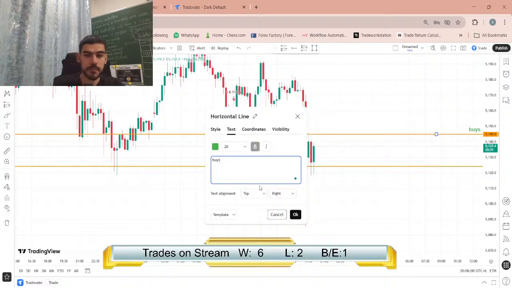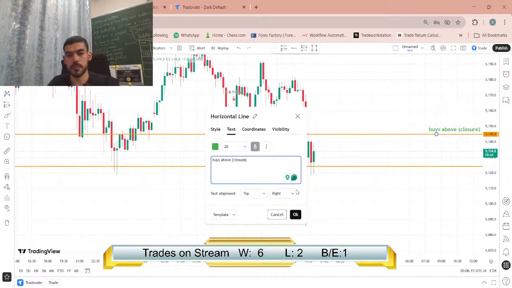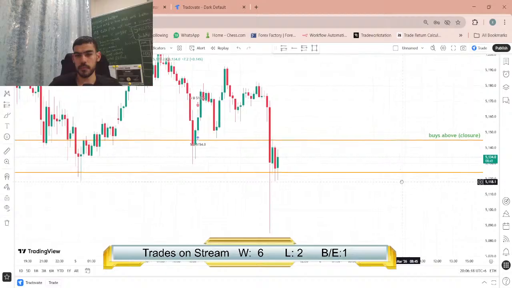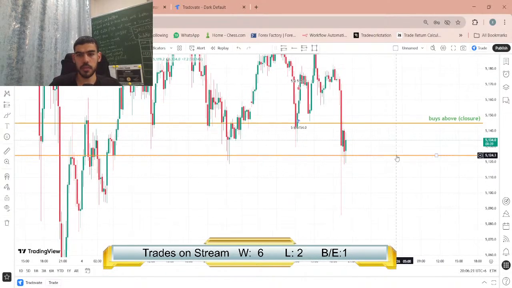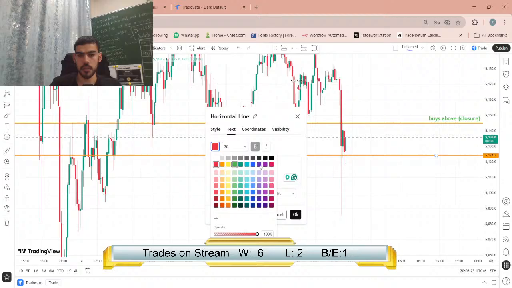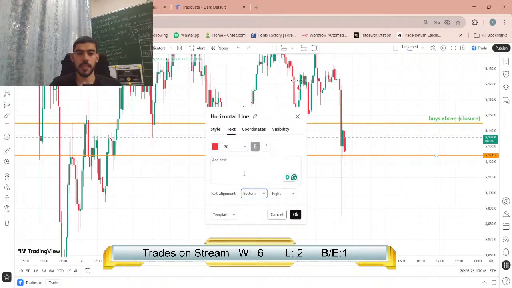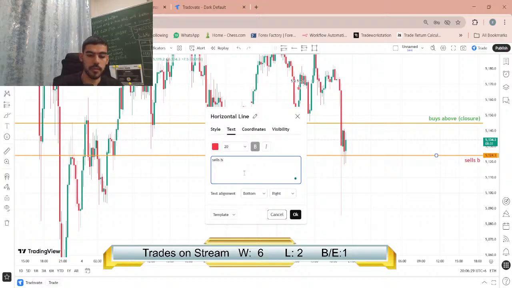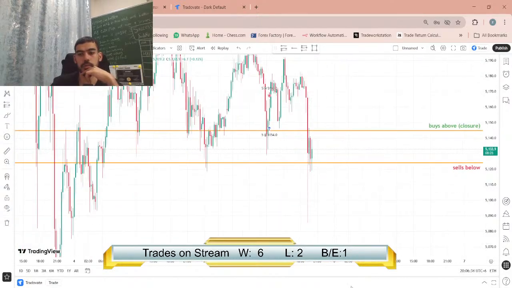Buys above. Closure. And below here I believe we can enter sells. It doesn't look too bad. Sells below. Yep, sells below looks nice, and buys above looks even much better.